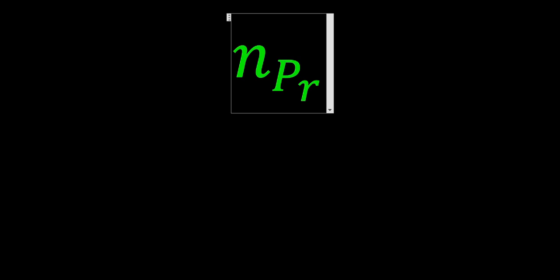Then it becomes nPr. And in this way we can type the permutation symbol in the Word document.